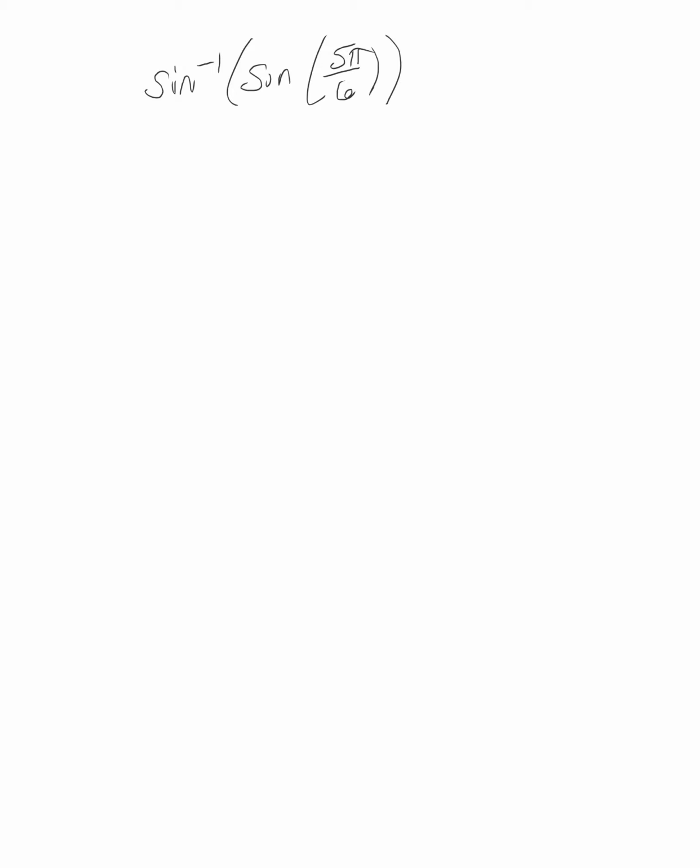Okay, so I can't use the list. I'm going to work from the inside out. I'm going to start by evaluating this portion of the expression. I'm going to pull out my unit circle, and I know from that the sine of 5 pi over 6, I'm not using inverses for this part, so there are no restrictions.